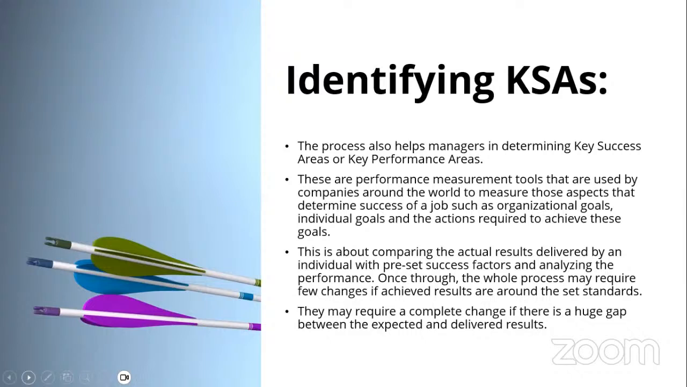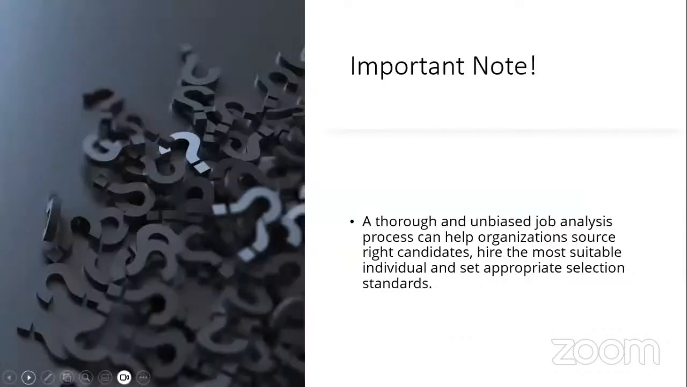This is about comparing the actual results delivered by an individual with preset success factors, analyzing the performance. Once through, the whole process may require few changes if achieved results are around the set standard. They may require a complete change if there is a huge gap between the expected and delivered results. So, important notes: a thorough and unbiased job analysis process can help organizations source right candidates, hire the most suitable, competent individual, and set appropriate selection standard.